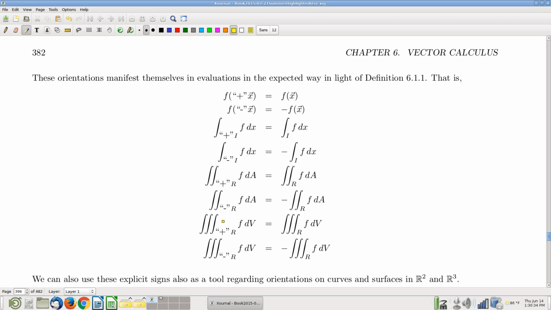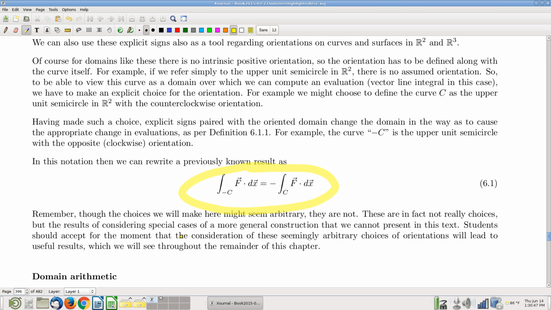Likewise for triple integrals. In all these cases, notice that the orientation is just a convention about what you do with signs in an integral. So in general, when you reverse the orientation on any domain, you get the negative of the otherwise value of the integral. If a curve C is an oriented curve, you can talk about the negative orientation on that curve, and that means the orientation going the other way.